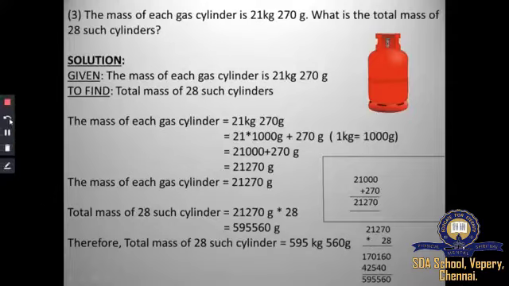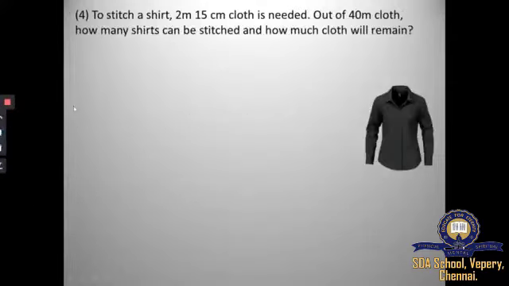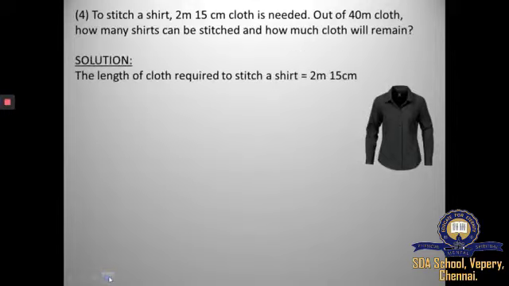To stitch a shirt, 2 meter 15 centimeter cloth is needed. Out of 40 meter cloth, how many shirts can be stitched and how much cloth will remain? So, the length of cloth required to stitch a shirt is equal to 2 meter 15 centimeter.